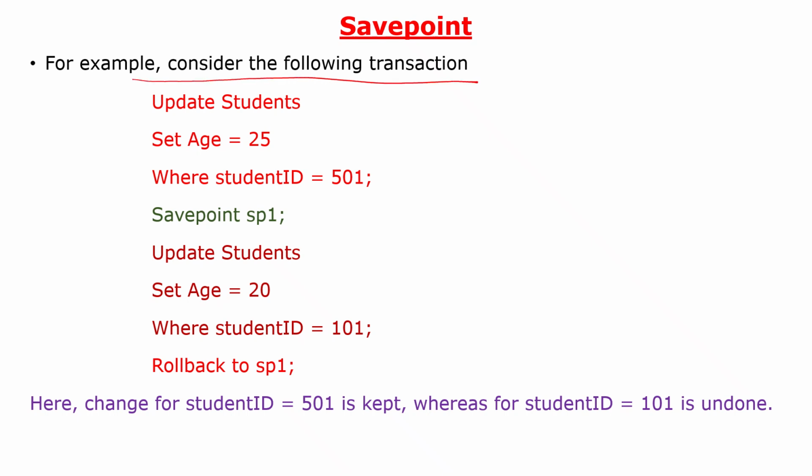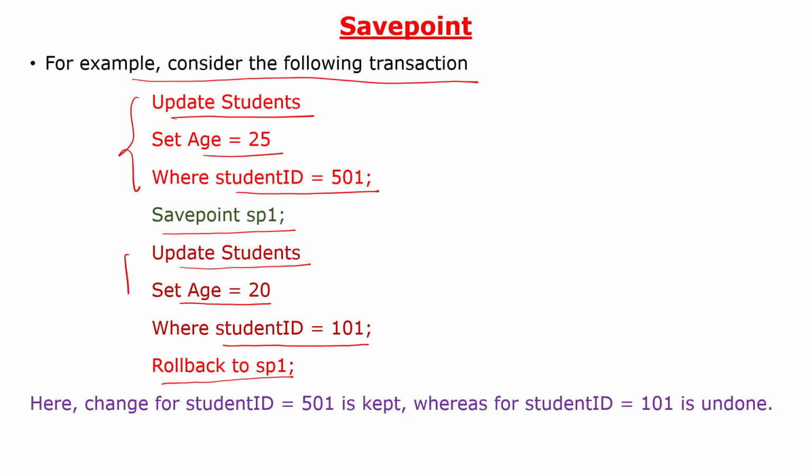The transaction is: update students, set age 25, where student ID equal to 501, then savepoint sp1, then update students, set age 20, where student ID equal to 101, then rollback to sp1. This entire transaction contains two checkpoints: one is the savepoint sp1 and the other is rollback to sp1.